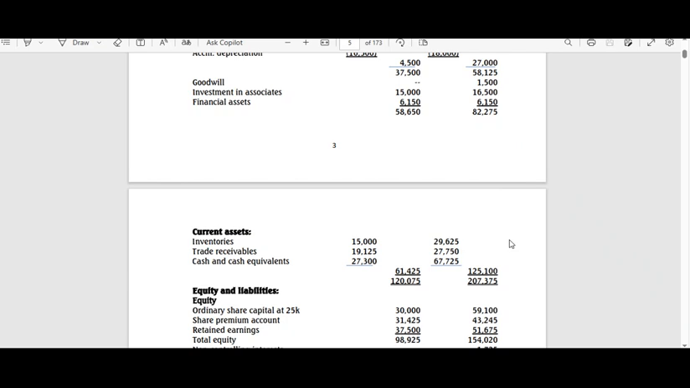Then 27,750 minus 19,125. What does that give us? Trade receivables, what we have to receive from outside. It's an outflow.